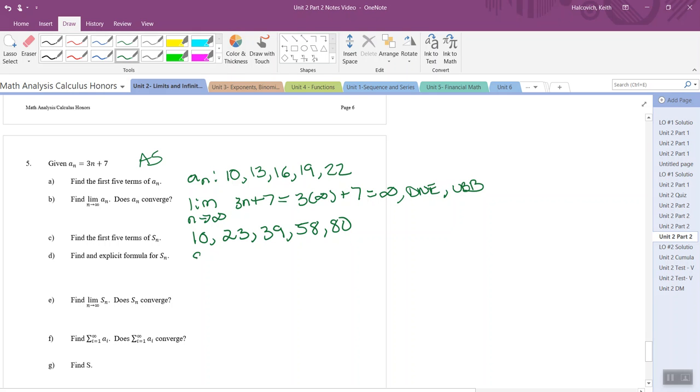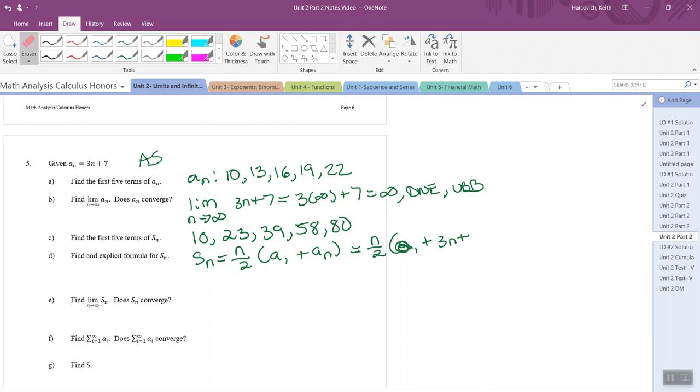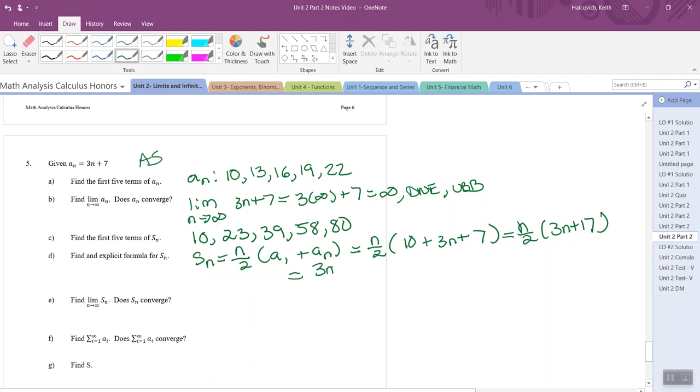Explicit formula for the sum, remember in an arithmetic sequence, it's n divided by 2, number of terms divided by 2 times the first term plus the nth term. And remember, in this case, the nth term is equal to 3n plus 7. The first term I know is 10. So it's n over 2 times 3n plus 17. So it's equal to 3n squared plus 17n over 2.